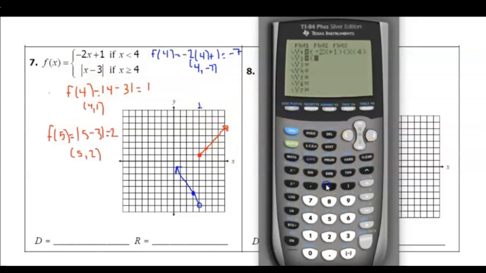Oh, wait, I got to go back to that y equals, so I got to put this in. So we hit math, then move over, okay, and then I'll type this in, x minus 3. Scroll over, I'm going to hit it in parentheses, and I'm going to add in my condition, x is greater than or equal to x.